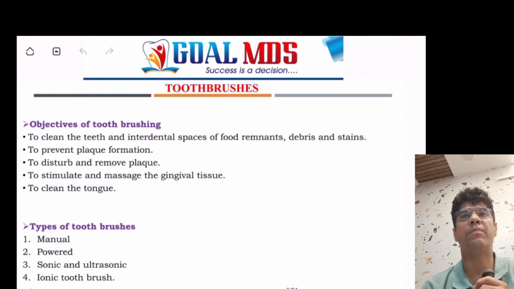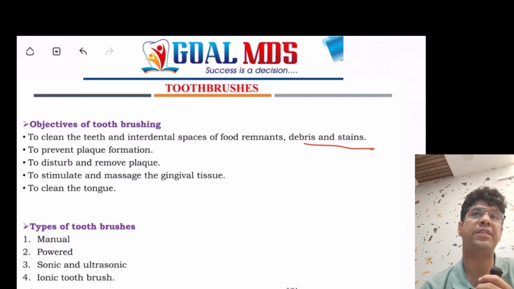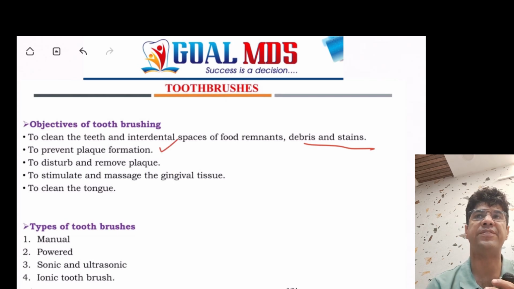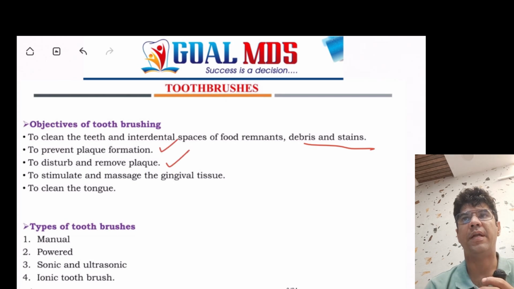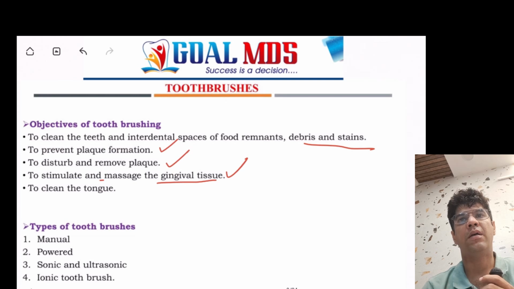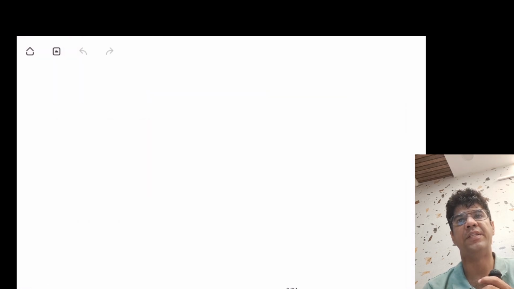The first is toothbrushing. The objective of toothbrushing is to clean the teeth and interdental space of food remnants, debris and stains, prevent plaque formation, remove the plaque, and stimulate and massage the gingival tissue.